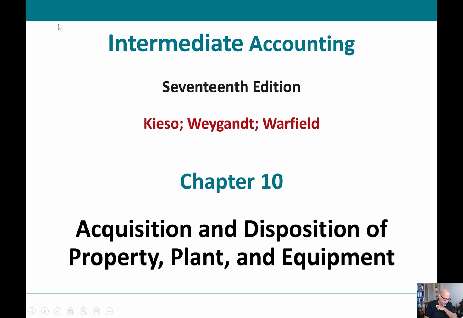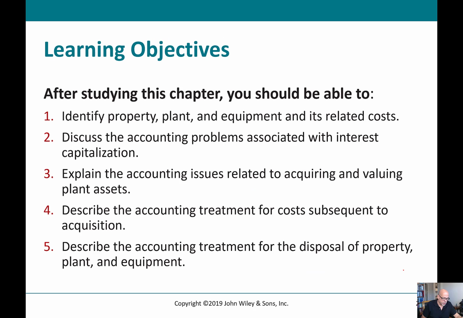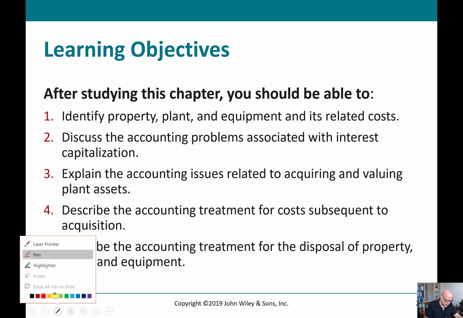We're talking about property, plant, and equipment. We're not talking about current assets like cash and accounts receivable. Now we're talking about our long-term fixed assets: property, our land, I should say; plant, our factory building; and equipment that we might be using in our factory. When you take a look, we're going to be identifying what constitutes property, plant, and equipment and the related costs associated with that.